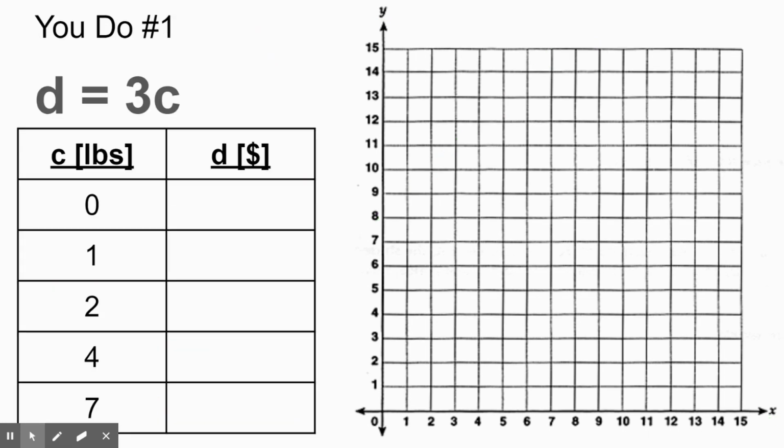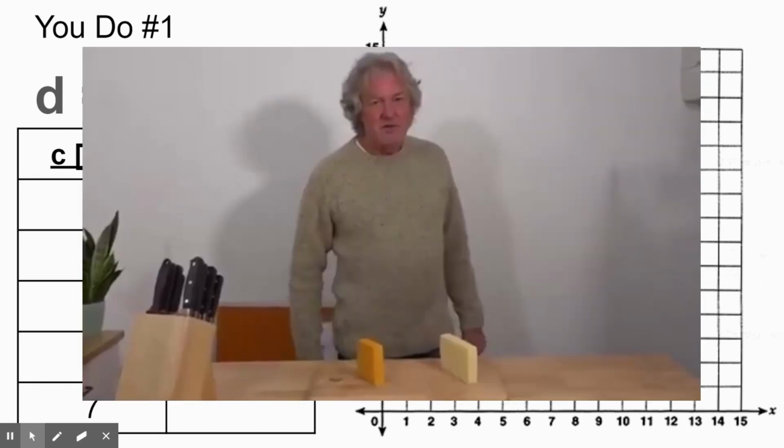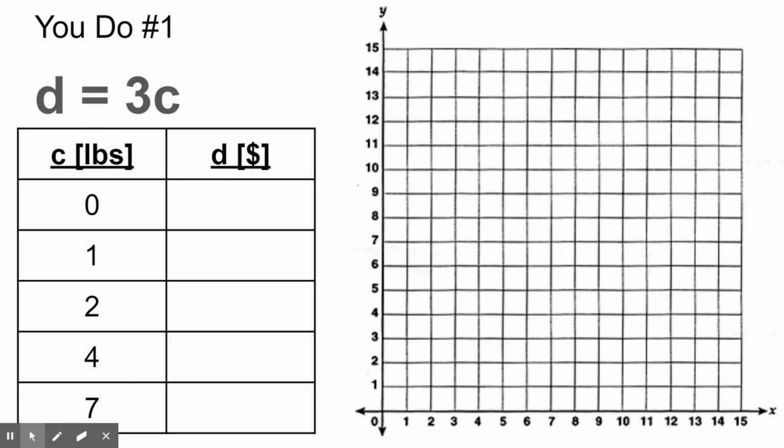So your first you-do problem for this video, you have the equation d is equal to 3c. This should look familiar because you did it in the last video. Cheese. Use the table, fill out the table, and then you're going to plot your ordered points on a coordinate plane. I would strongly suggest using graph paper. If you don't have graph paper, your teacher might have assigned it to you in Cami. I know I did. Or you can sketch it in just whatever piece of paper you have.